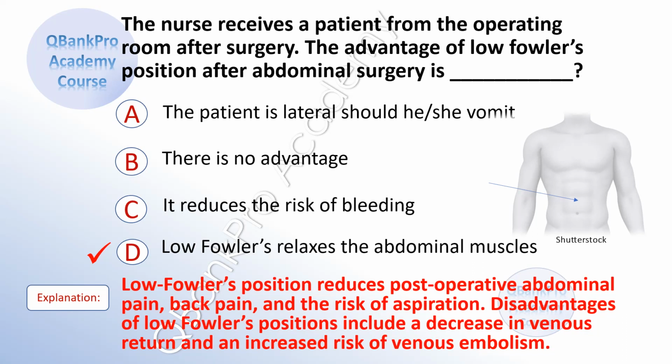The correct answer is D. Low Fowler's relaxes the abdominal muscles. Explanation. Low Fowler's position reduces post-operative abdominal pain, back pain, and the risk of aspiration. Disadvantages of low Fowler's position include a decrease in venous return and an increased risk of venous embolism.